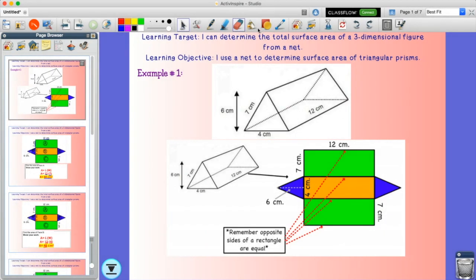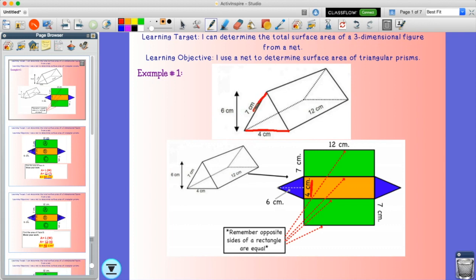So let's look at example number 1. Let's look at this triangular prism, which is a 3D figure. Let's identify what the dimensions or the measurements of this triangular prism are. So this would be the base of the triangle, which is 4 centimeters. However, the 4 centimeters will also be the width of the middle rectangle. So if you see right here, the 4 centimeters is going to be the width of the middle rectangle.